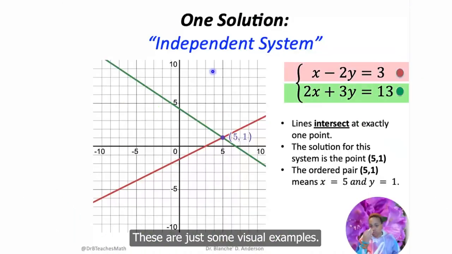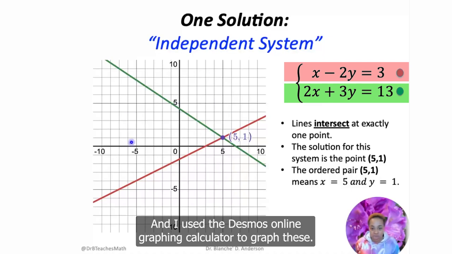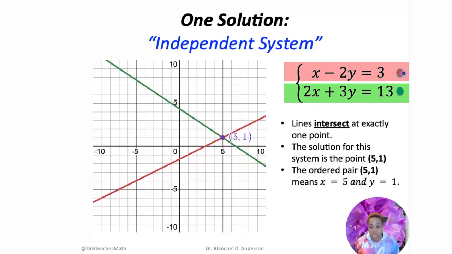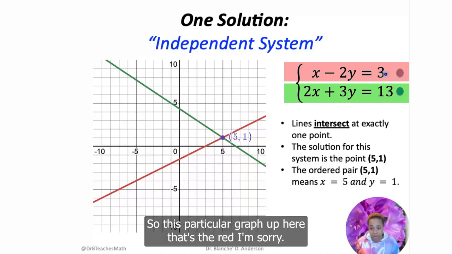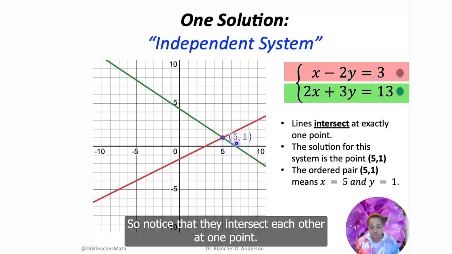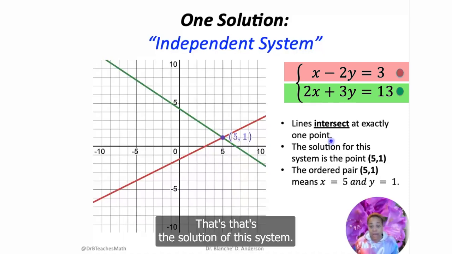These are just some visual examples, and I used the Desmos online calculator to graph these. If you notice, this is an independent system. That means it has one solution. This equation is the red, and this equation is the green. Notice that they intersect each other at one point. That's the solution of this system.